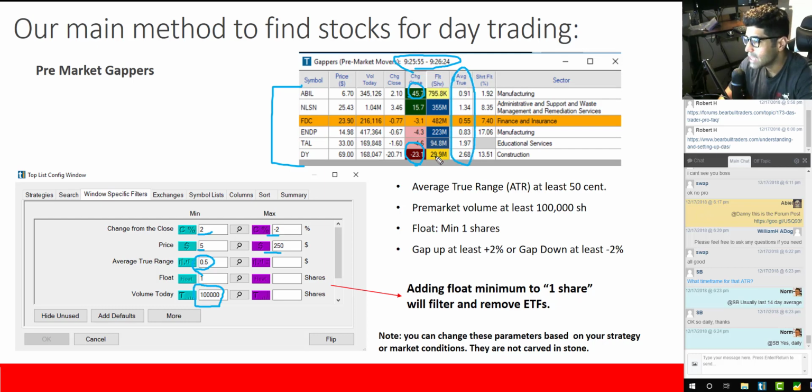Are they really the same animal? No. ABIL, with a float of less than 1 million shares, is a different animal from a stock like FTC that has 582 million shares float. And float means the number of shares available for trading. It's not the volume. It's the total number of shares that the company has issued that are potentially available.